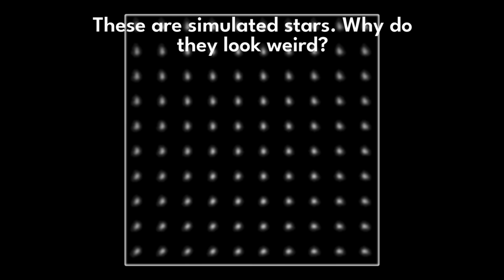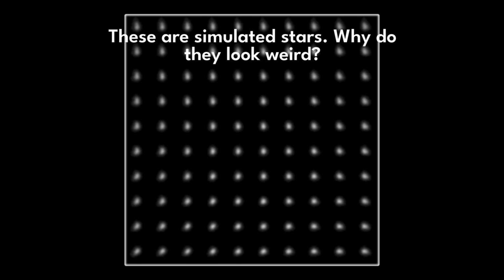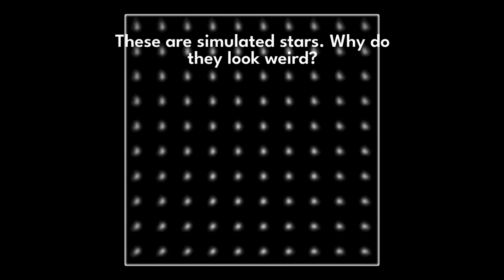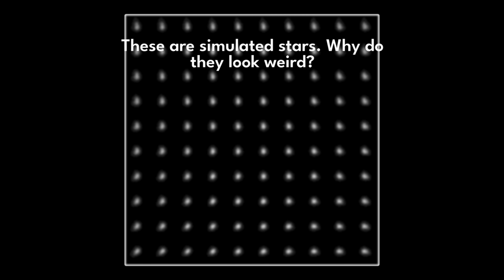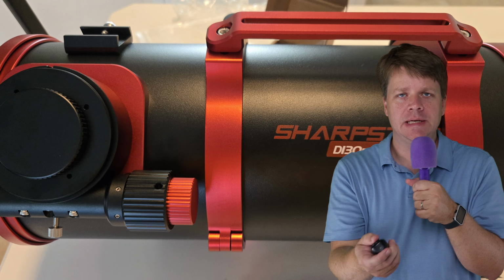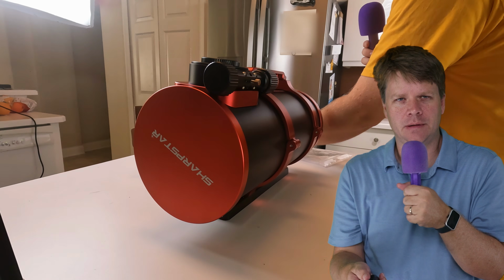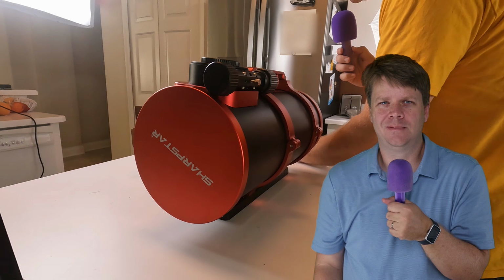What is this? This is not field curvature. And contrary to popular belief, many SCTs might not correct for some of it. So what is it? Here's the setup. You've got a new telescope. You take it outside for its first night of imaging, and the stars look weird. They're not circles. So what is going on?